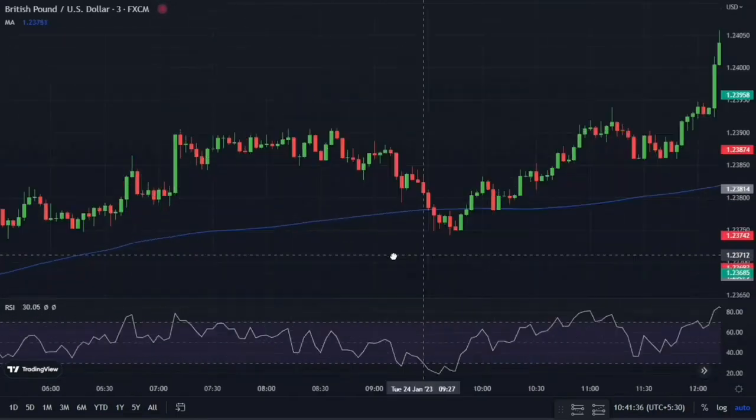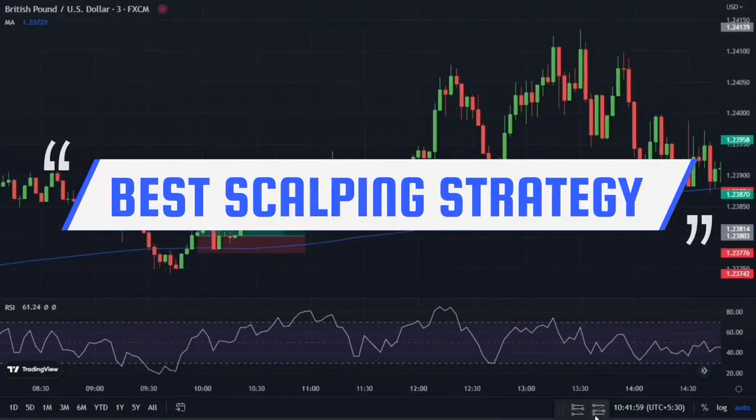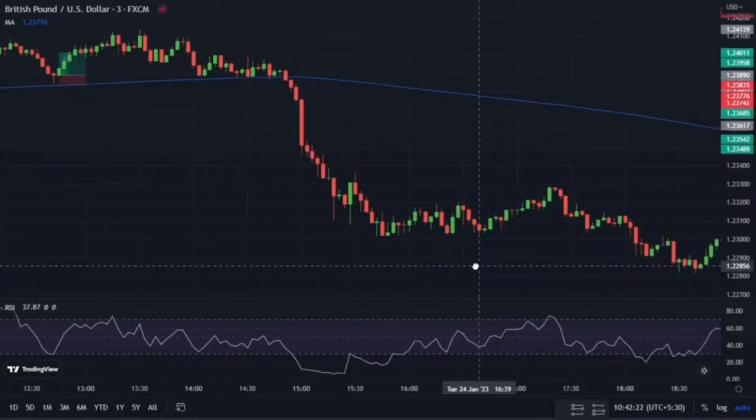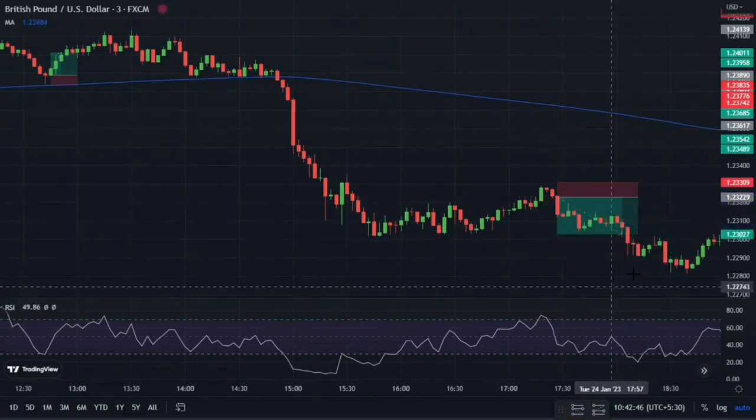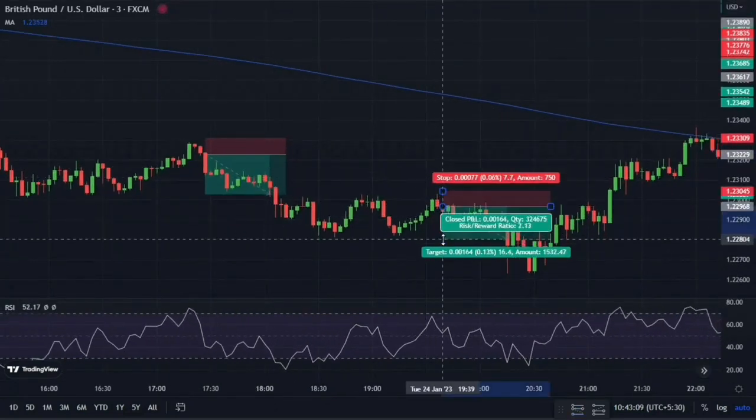In today's video, I am going to show you guys my best scalping strategy that will make you profits like these on a daily basis. This strategy has the potential to grow your account by hundreds of % in a matter of days.